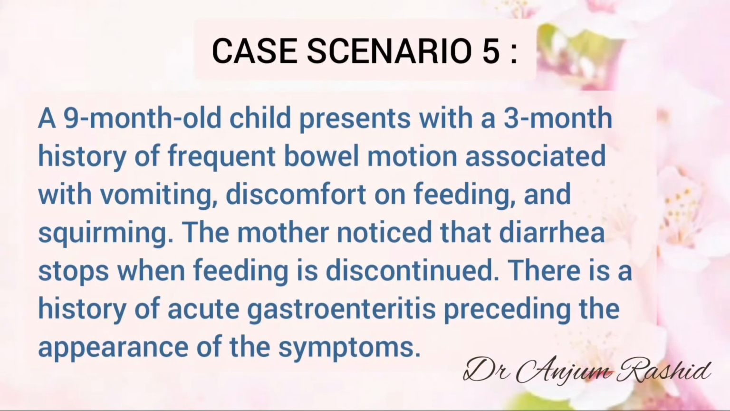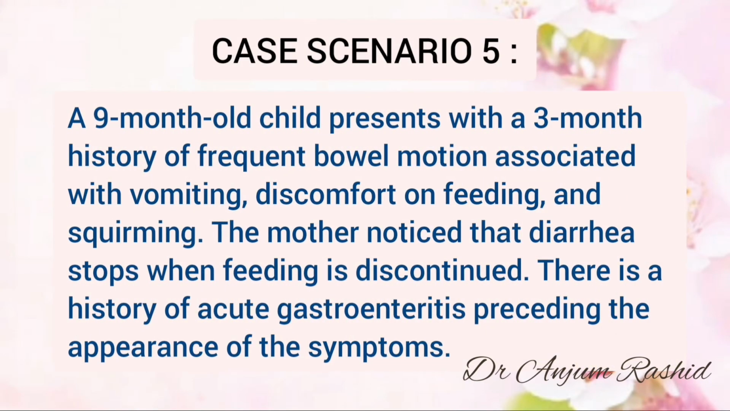Number 5. A 9-month-old child presents with a 3-month history of frequent bowel motion associated with vomiting, discomfort on feeding, and squirming. The mother noticed that the diarrhea stops when feeding is discontinued. There is a history of acute gastroenteritis preceding the appearance of the symptoms.